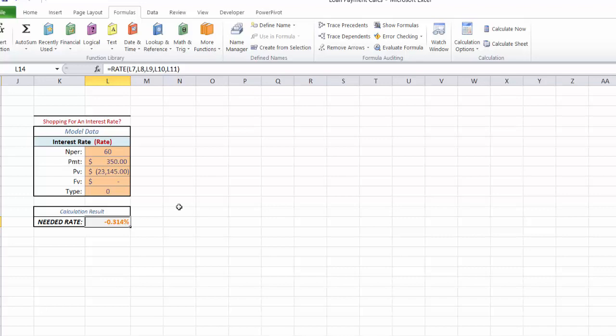Yeah, the credit union's not going to pay you interest on that loan. I don't imagine they would. I don't think so.